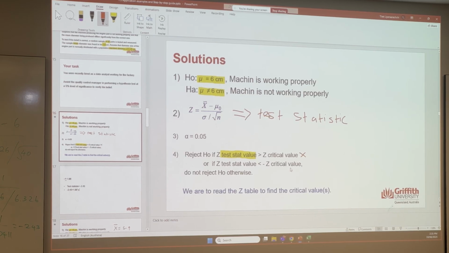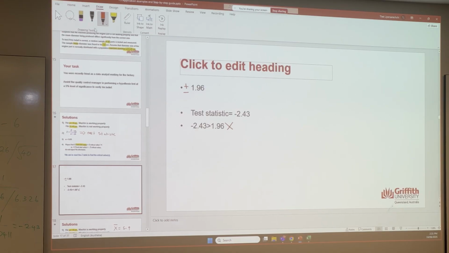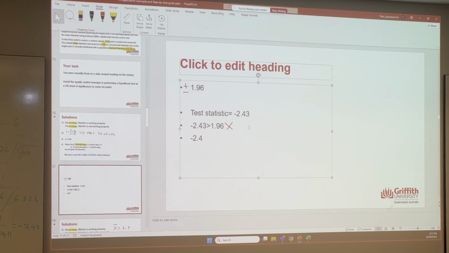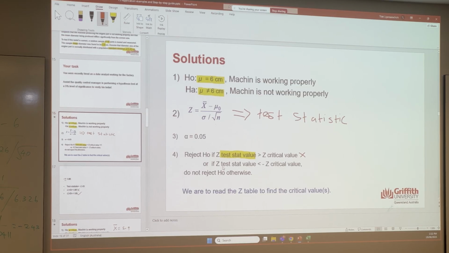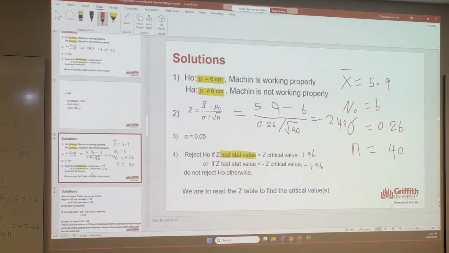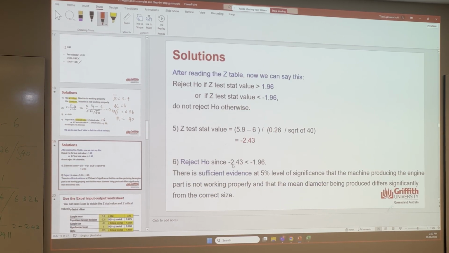Then go to the next one. What is the next one? Minus 2.43 is less than minus 1.96. Is it correct? Yes, that is correct. So that means we reject. Therefore, our conclusion is reject H0 because minus 2.43 is less than minus 1.96.